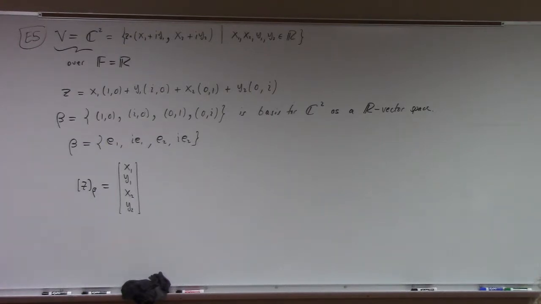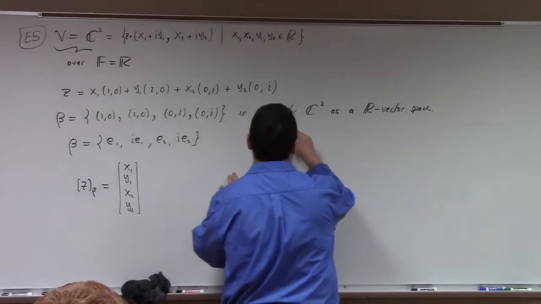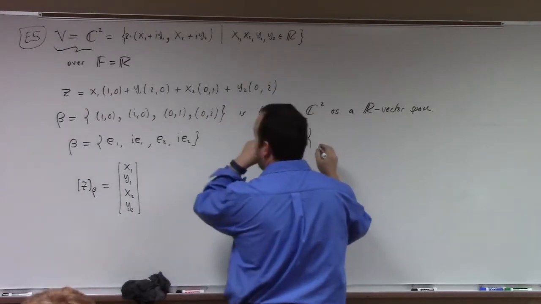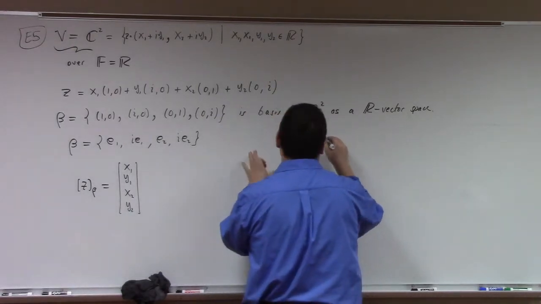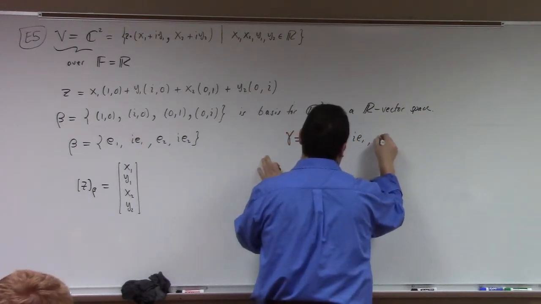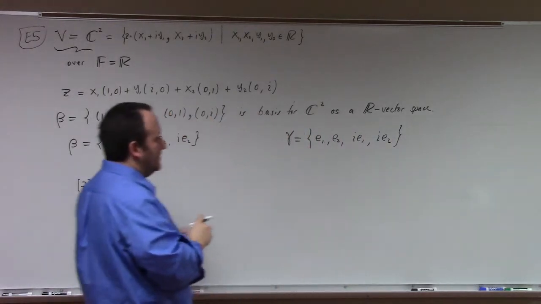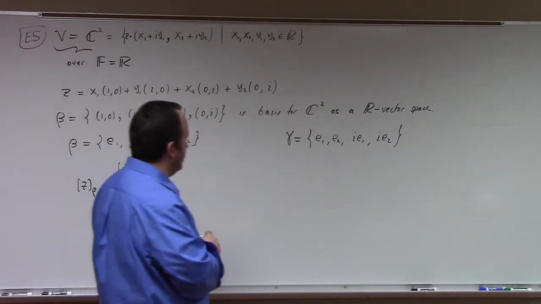Now this is one pretty typical choice of basis for complex 2 space, but there is another choice. Let gamma be e1, e2, ie1, ie2. This is another choice of basis, all right?